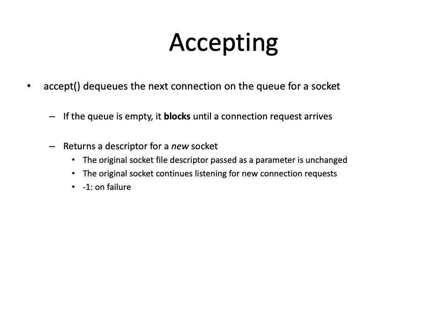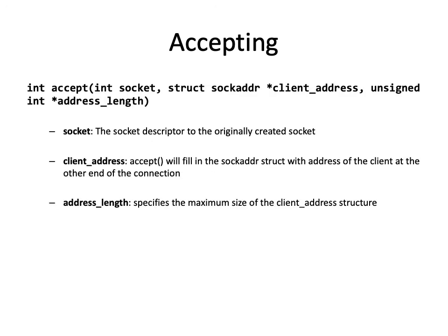When somebody is in line, or when somebody does connect, it returns a file descriptor for a new socket. This is the socket that you want to send and receive data on. And it will return -1 on failure. Here's the command that you can use.